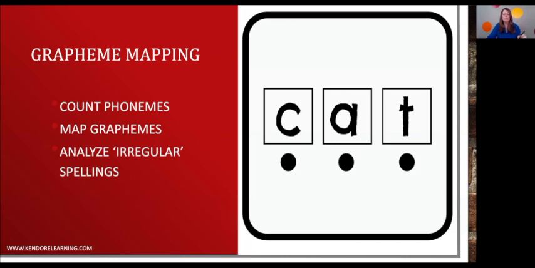So this way you can analyze the irregular spelling, because most of the time there's only one part of the word that's irregular, and you don't have to stress out about the whole word. You just have to know which part of it you really have to memorize. And honestly, typically it's the vowel.